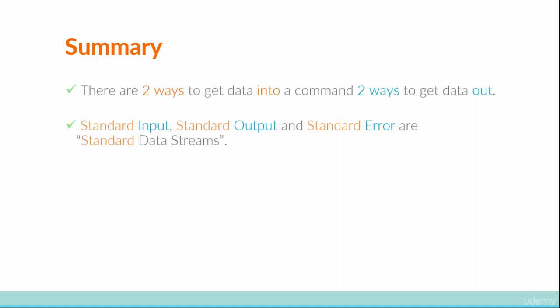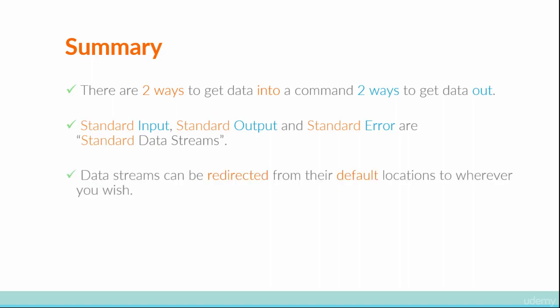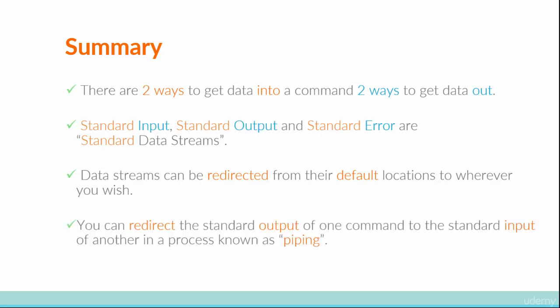You also learned about standard input. Now, standard input by default is attached to your keyboard and is also a data stream, which means it can take data from other places too, using something called redirection. That's right, data streams can be redirected from their default locations to wherever you wish using a process called redirection. We also mentioned that you can actually connect the output streams of one command to the standard input of another using a method called piping.